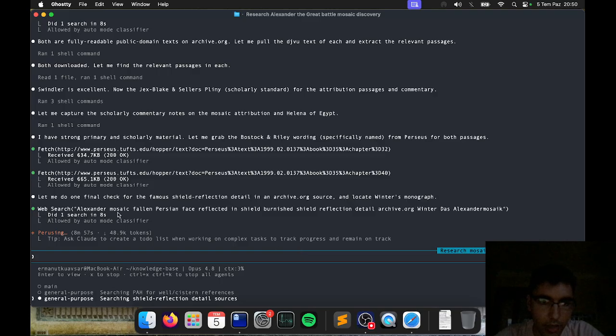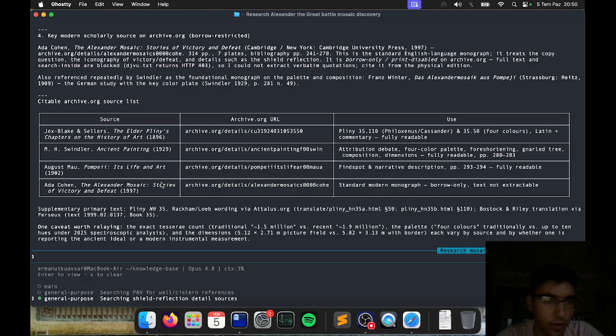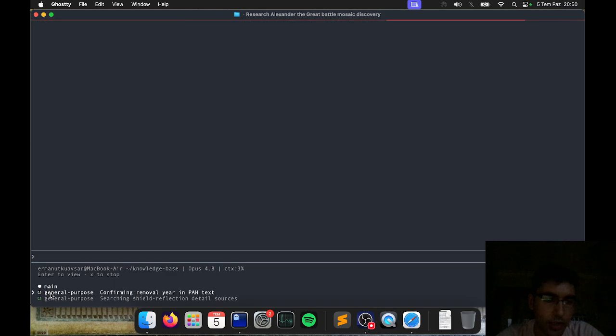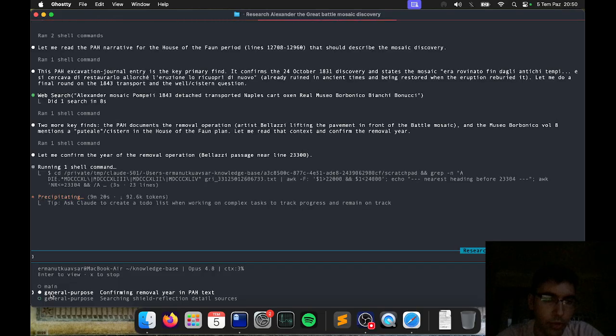Yes, Alexander mosaic, fallen Persian face reflected in shield burnished. Great, one of the agents finished the job, went through many sources, and I guess the other one is also almost done.